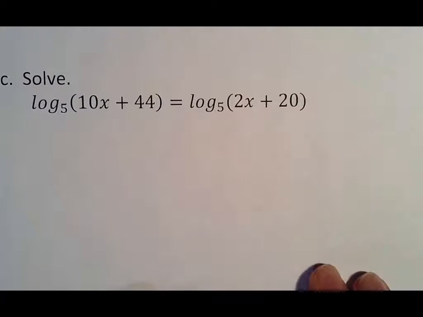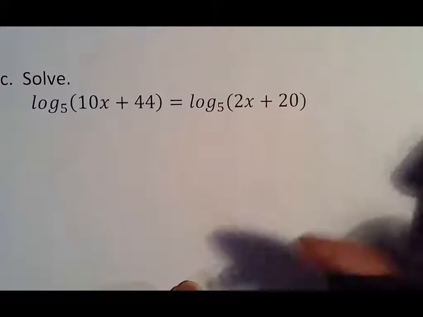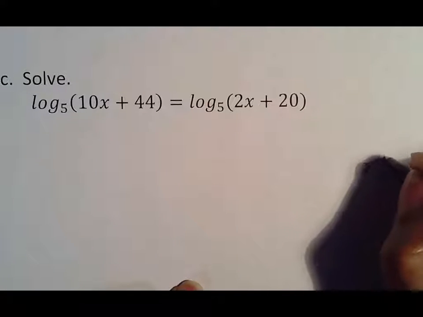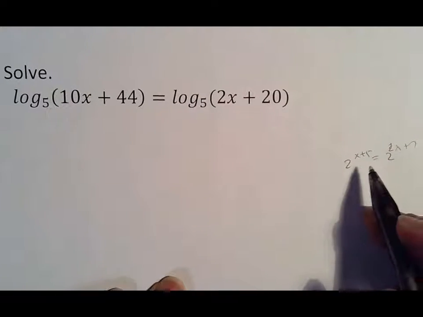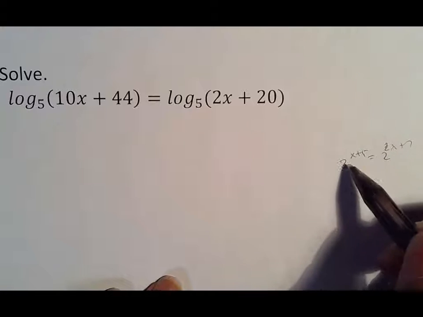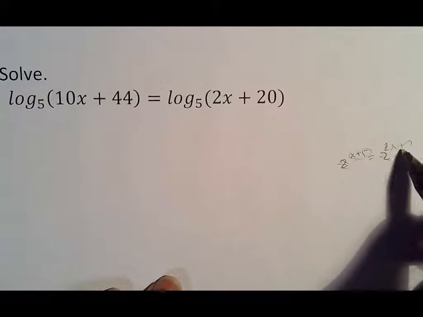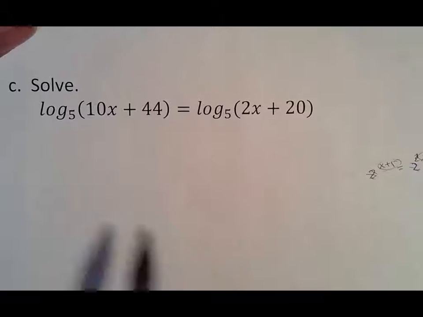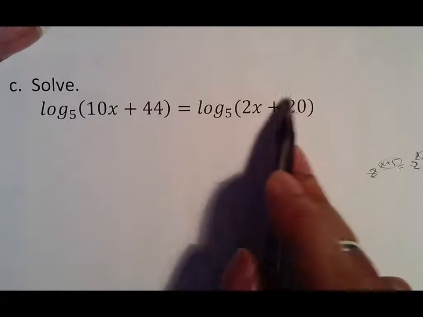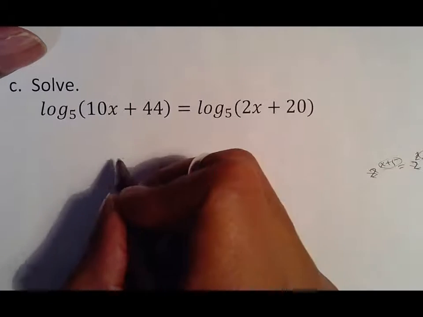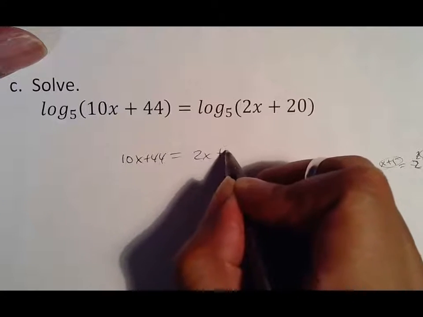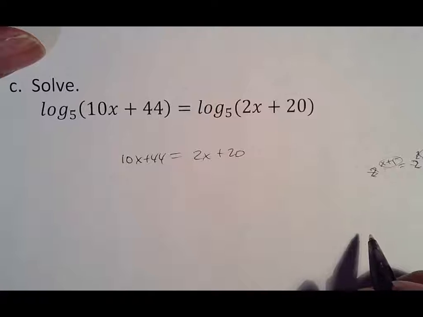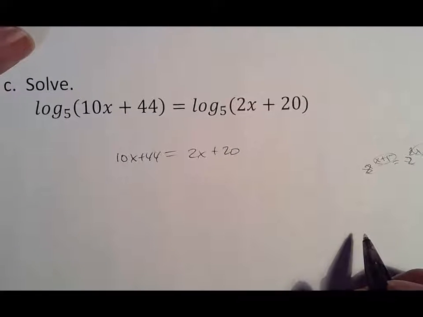Says log base 5 of 10x plus 44 equals log base 5 of 2x plus 20. And the key thing to think about is the problem where we had 2 to the x plus 5 equals 2 to the 2x plus 7. And what we said was, because both of these bases were the same, that they could actually be ignored, and we just focused on these. Same thing here. You have the log base 5 of something equals the log base 5 of something else. In all honesty, all that should happen is that this should equal that. Alright, so in general, that's pretty much what's going on there.